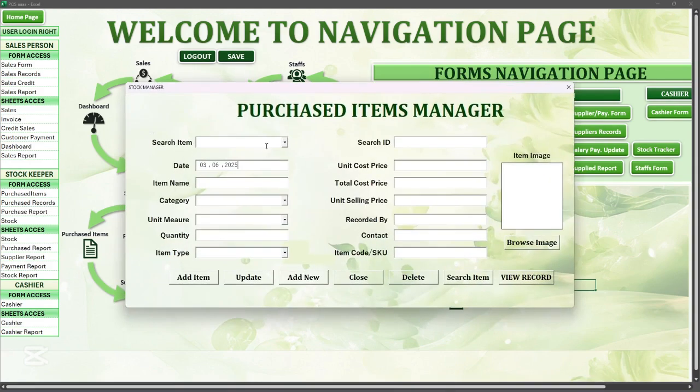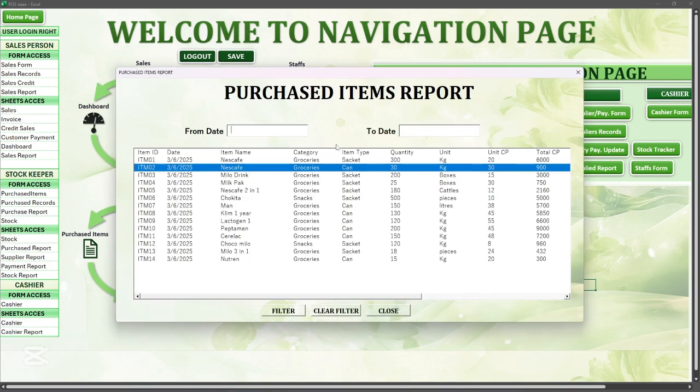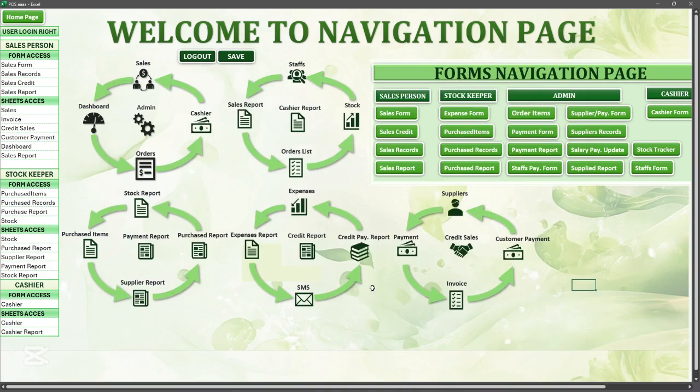Then we have purchase item. So the item that you have purchased, it's like taking your stock. You enter everything here in the system. So all the items that you have purchased, you enter them into the system. Then we have report, purchase report. So here you can search from date to date. If you want to know the items you have purchased within a particular date range, you can search it on the form.